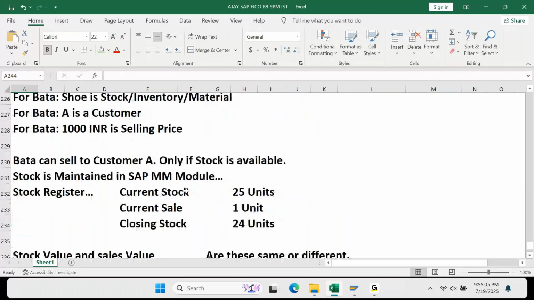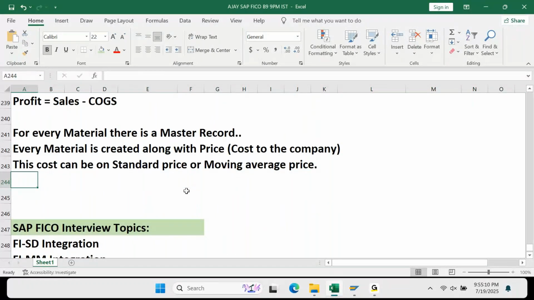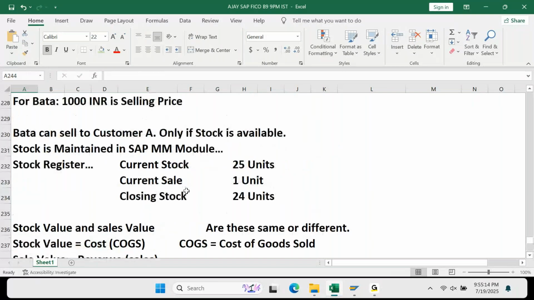Now, considering these points, if you are making a sale, there are 2 points here. Point number one, make sure stock is available. From where will you check if stock is available or not? FI side, MM side, SD side? MM side. You will verify on the MM side, material management side, if stock is available or not. Okay, stock is available, you will do the sale. For you to do the sale, you need to deliver the product. You will deliver the product and then you will do the sale.